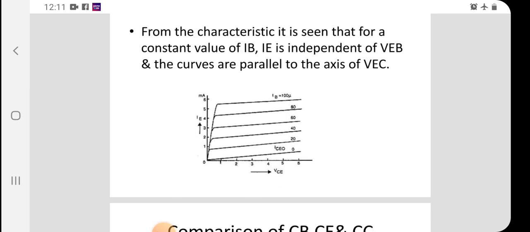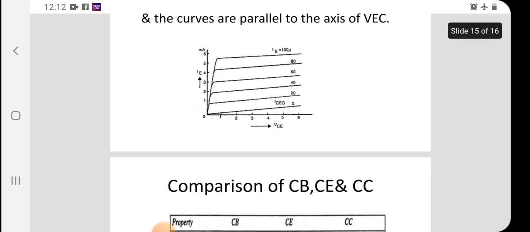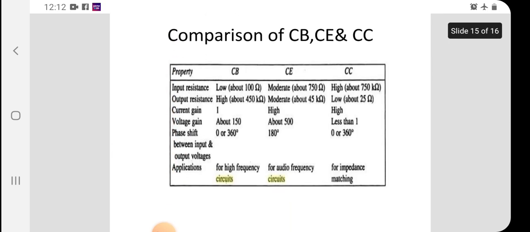We can see that on the x-axis you have your collector emitter voltage, and on the y-axis we have the emitter current, keeping your base current constant, and you can find the various values. The last slide is about the comparison of common base, common emitter and common collector. I've just given a tabulation. These are the properties.